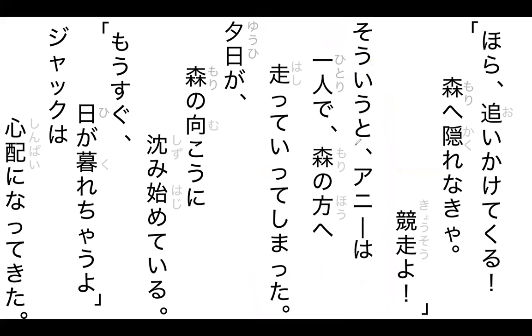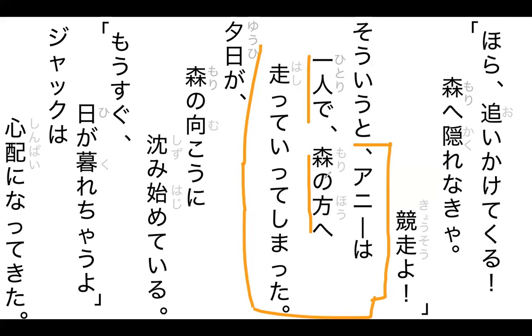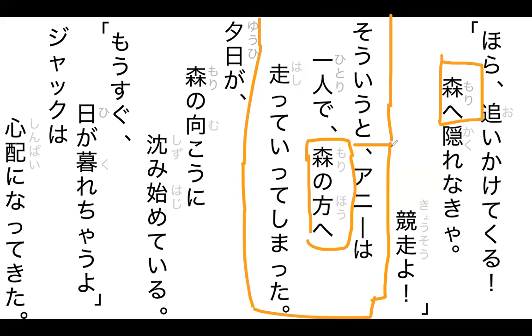So now we're over here. Annie wa hitori de mori no hou e hashite itte shimatta. So mori no hou e and mori e basically have the exact same meaning. But do you know how it's a little bit different in how you would word it if you wanted to word it differently? So mori e would be towards the forest, but yeah.